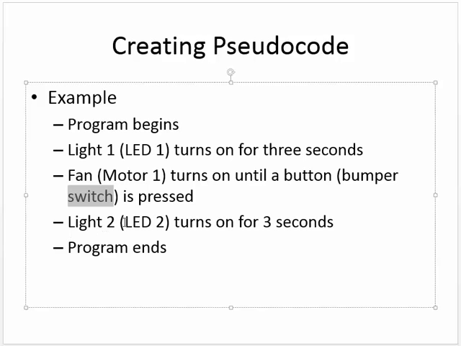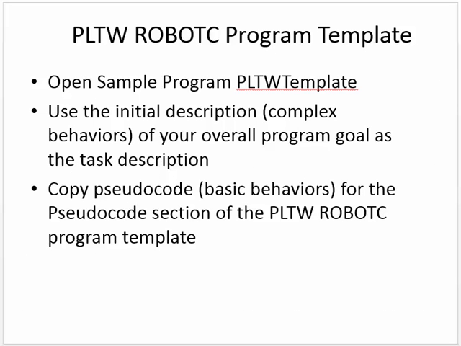Alright, again, light 2, that's an output. Lights are outputs, motors are outputs, servos are outputs. Turns on for 3 seconds. Alright, program ends. From this point on, I would advise you to go ahead and open up Robot C at this point and do these things along with us here.